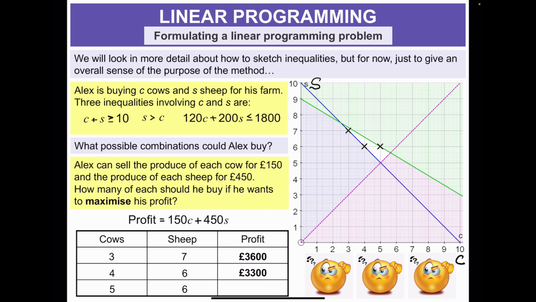And then the last one, if I have 5 cows and 6 sheep, the profit would be 3,450 pounds. So obviously, if your objective is to maximize the profit, you know that you should get 3 cows and 7 sheep.